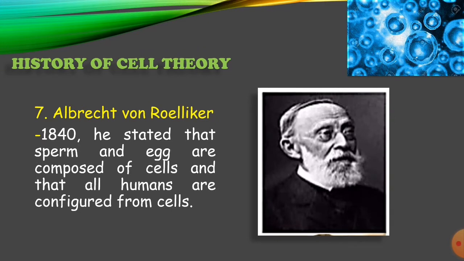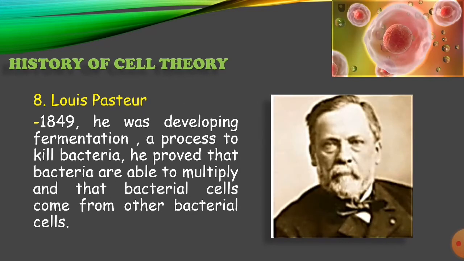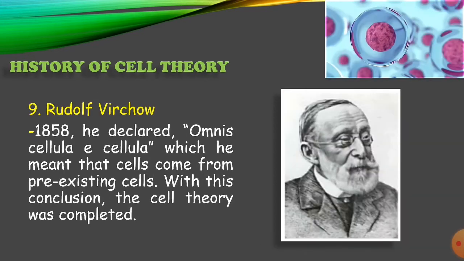7. Albrecht von Bleicher. He discovered through the help of powerful microscopes that a sperm and egg were composed of cells, and that humans are formed of cells from beginning to end. 8. Louis Pasteur. He is one of the first scientists to discover the role of microorganisms in disease and how sickness could be prevented by vaccines.